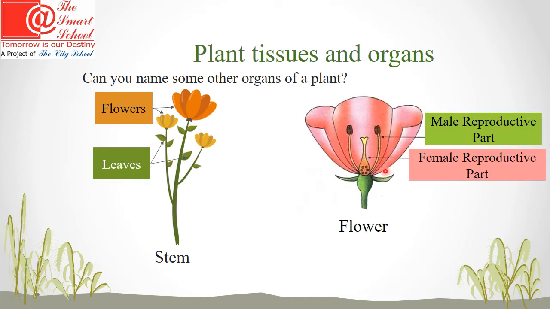Flowers are also one of the organs of the plants. They contain both the male and the female reproductive parts. They are usually brightly colored, as you can see, and they have a scent so that the insects and the birds can get attracted towards them.